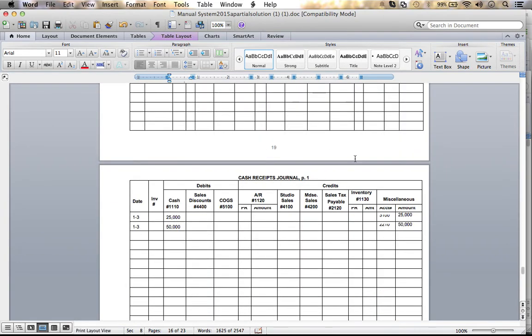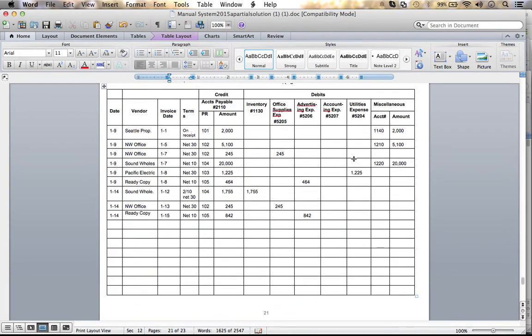and let's take a look at that. In the voucher register, the processing date was 1/9. The vendor is Northwest Office. Invoice date is the 5th. Terms are net 30. Notice here post reference 101. When I update it to the accounts payable subsidiary ledger, I recorded this 101 here, and I'll record this 102 once I update it to the subsidiary ledger for Northwest Office for $5,100. And then I'm debiting 1210, which is office equipment, account number 1210, for $5,100, and of course credit accounts payable.